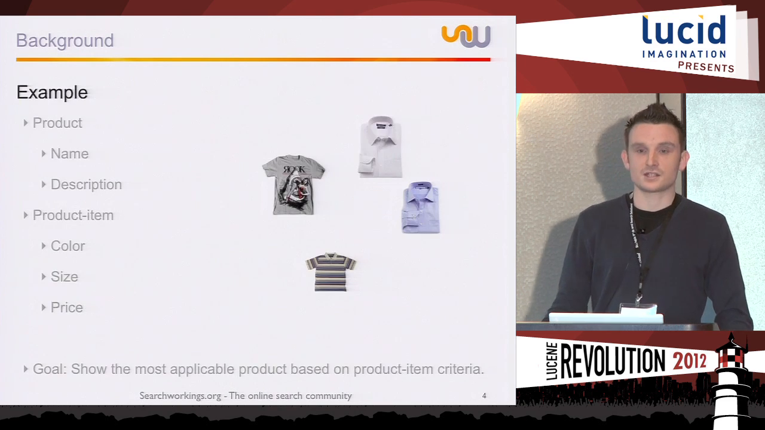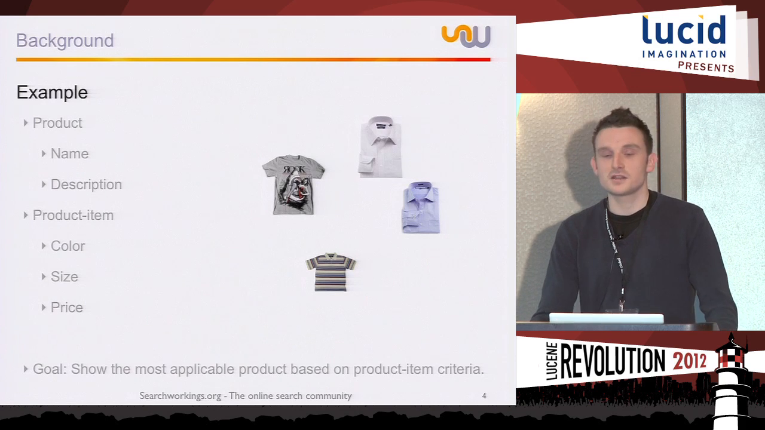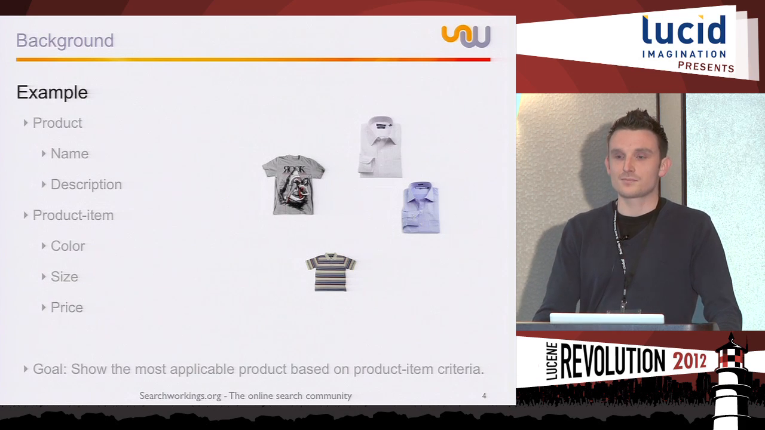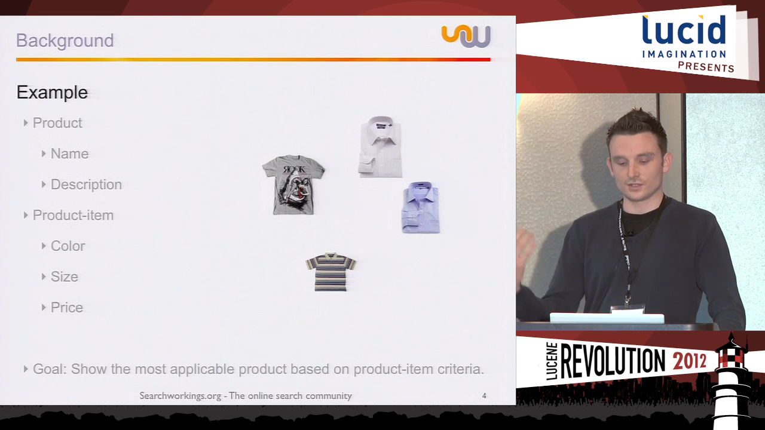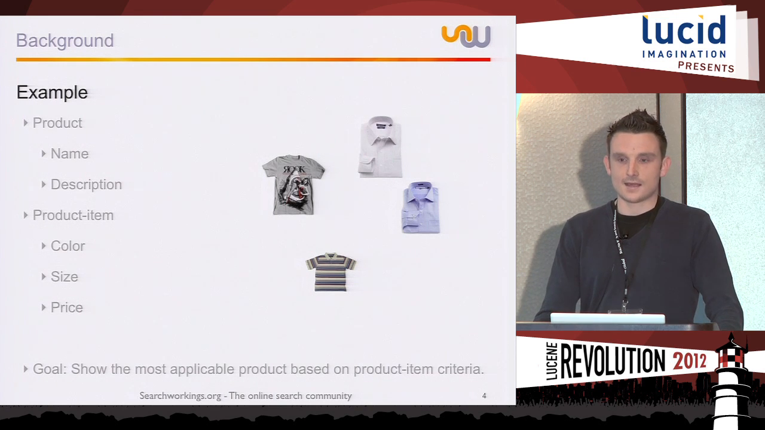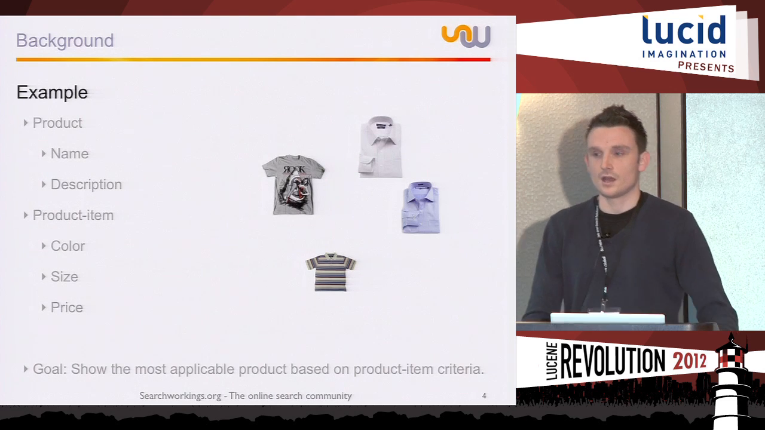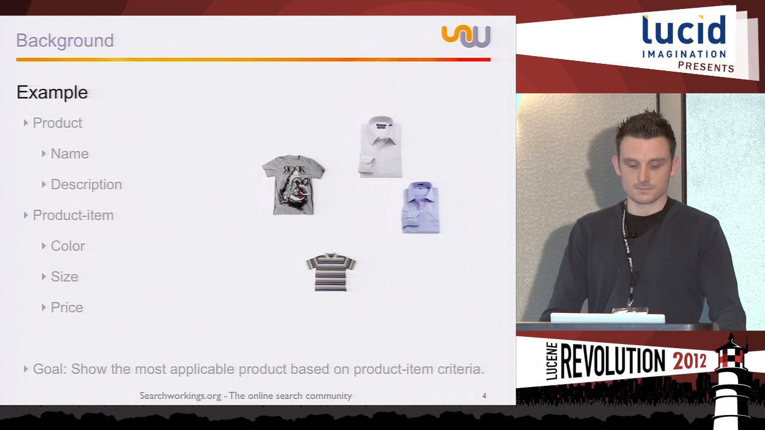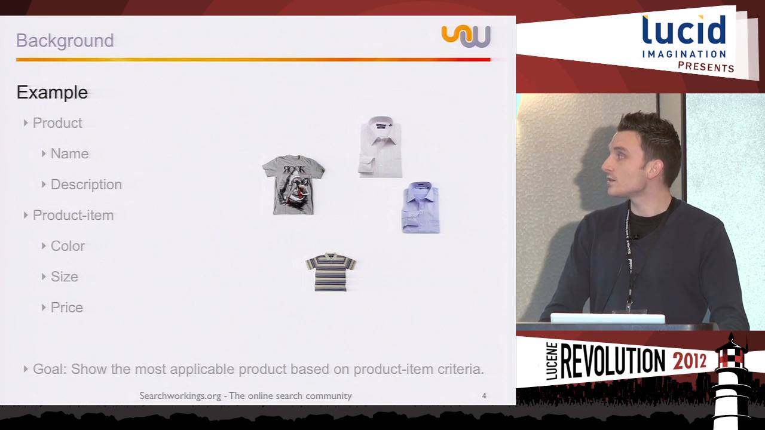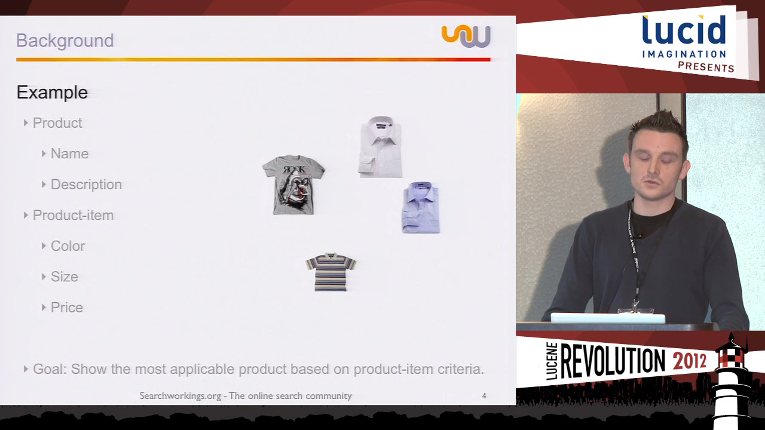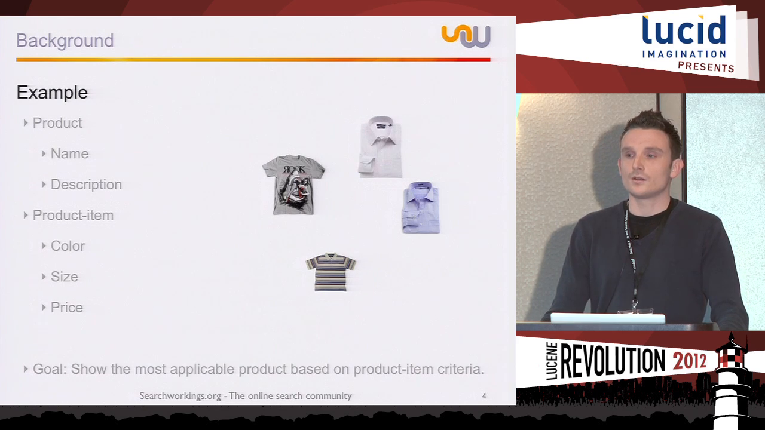So let's go into an example. I think this is a classic e-commerce example with a product and a product item. A product has general descriptions of a product, and there's a product item describing the possible variants, including price. A product item is also often known as a stock keeping unit, or a product variant. Usually, the goal is that we want to show the user the most relevant product based on specific filters on the product item level.